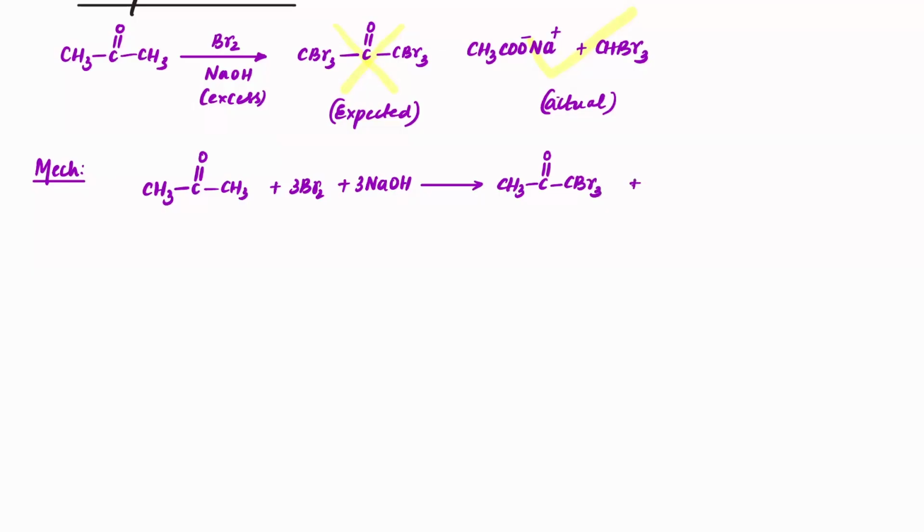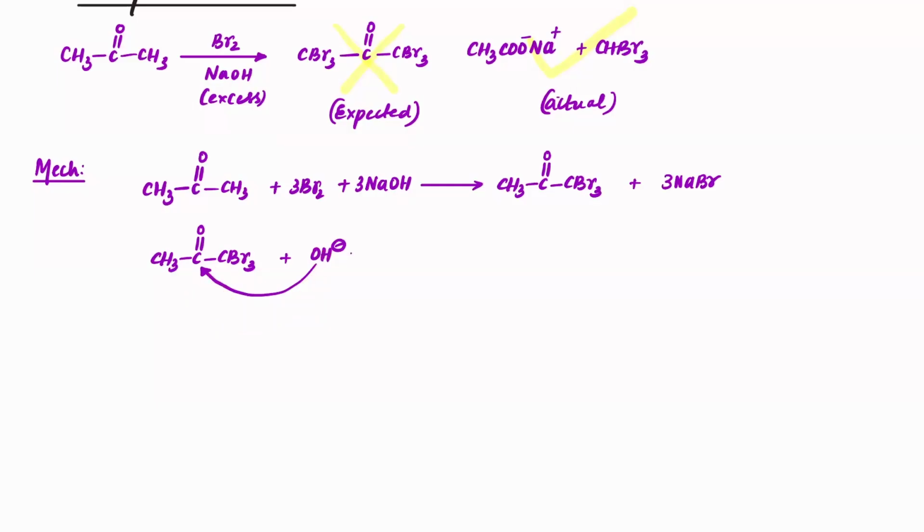So 3 NaBr. Now, the problem starts at this position. Once you get to this position, OH minus was actually trying to fetch the proton here. But it realizes that OH minus can now act as a nucleophile. So instead of acting like a base to extract this H plus, it will act like a nucleophile and make a nucleophilic addition reaction.